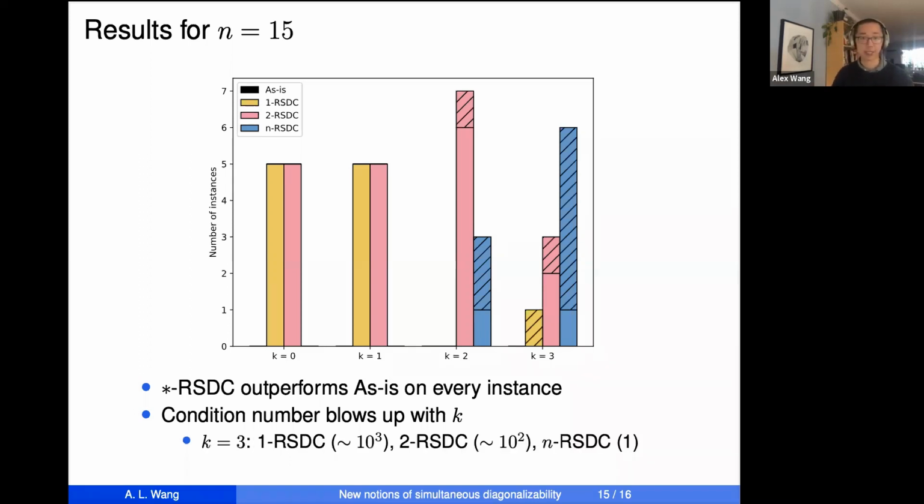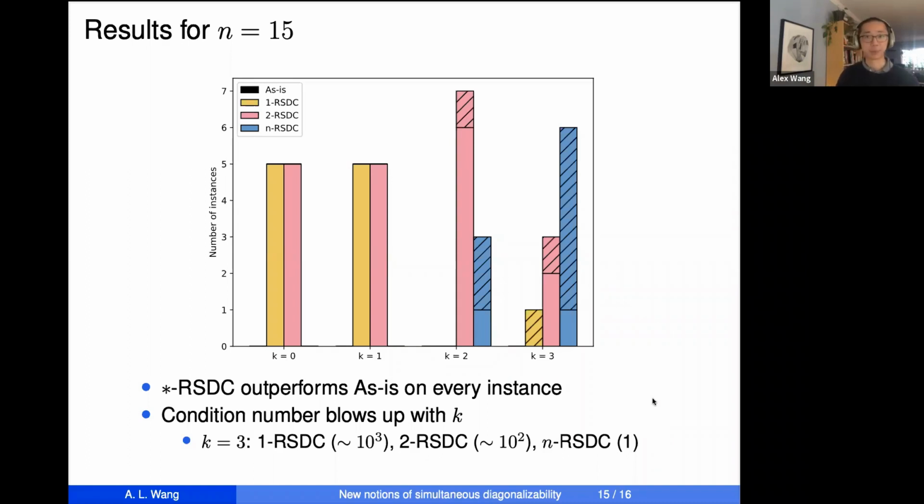And the numbers we were seeing are pretty bad. For example, at k equals 3, the 1-RSDC algorithm, this construction that we have, returns instances for which the P matrices, the change of basis matrices, have condition number on the order of 10 to the 3. The 2-RSDC algorithm was returning diagonalizable instances with P matrices with condition numbers on the order of 10 squared. And the n-RSDC algorithm, because it's returning an orthogonal matrix, is always going to have condition number 1.